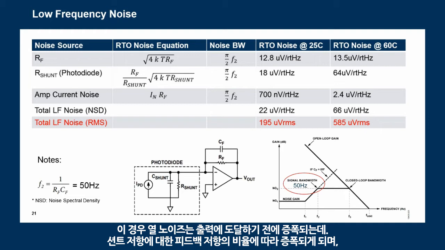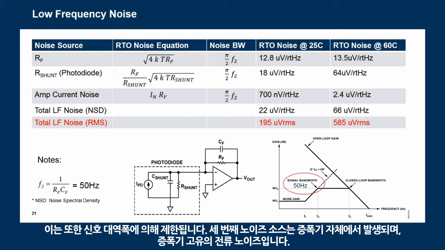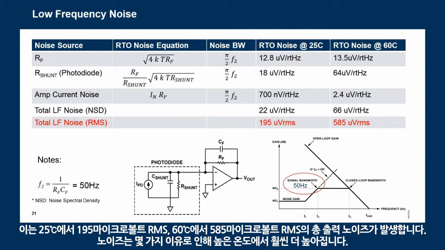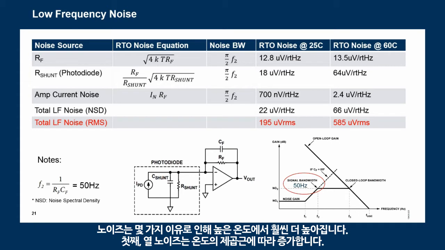And it is going to be amplified by the ratio of the feedback resistor to the shunt resistor. And again, this is going to be limited by the signal bandwidth. The third noise source will be from the amplifier itself, its inherent current noise. Current noise is going to flow through the feedback resistor and creates a voltage noise at the output. So this gives us a total referred to output noise of 195 microvolt RMS at 25C and 585 microvolt RMS at 60C. So the noise is actually much higher at higher temperature because of a couple of reasons.